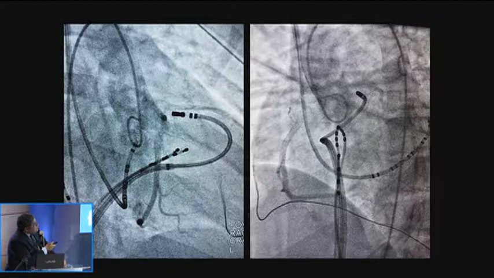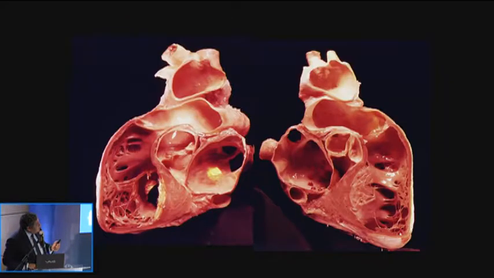This is the same image I'm showing you now, RAO, LAO, and this is the catheter directly looking at the right-left junction. You see, this is our right coronary, this is the right-left junction. So keep this in mind in 3D when you're looking at the heart. We have to look at two views and compute a third dimension in your mind.